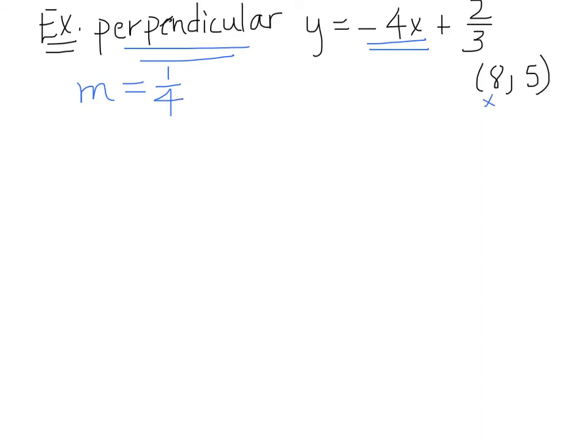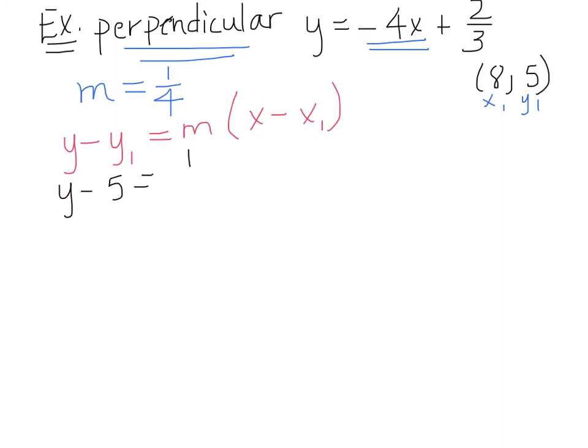And we already have x1 and y1. So let's pull out our formula again. Our point slope, because that's the one we have to start with because of what they gave us. So I'm just going to plug everything in. y minus 5 equals 1/4 times x minus 8. Remember, that's point slope.